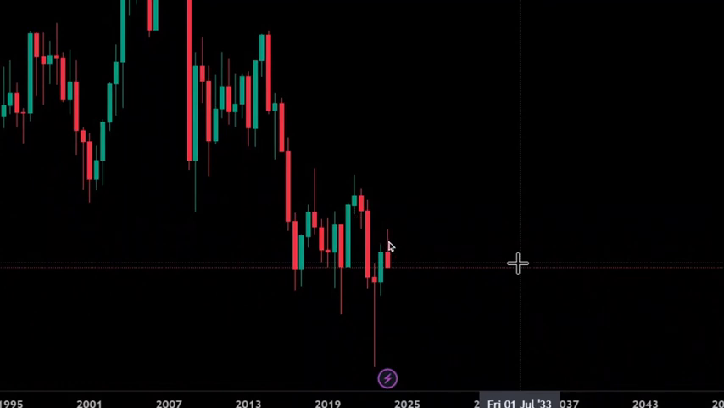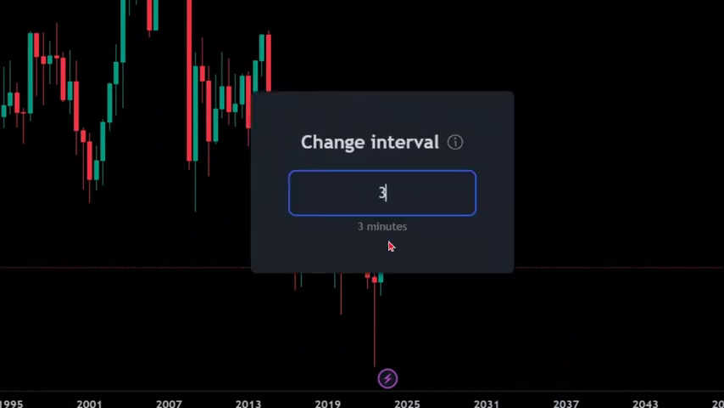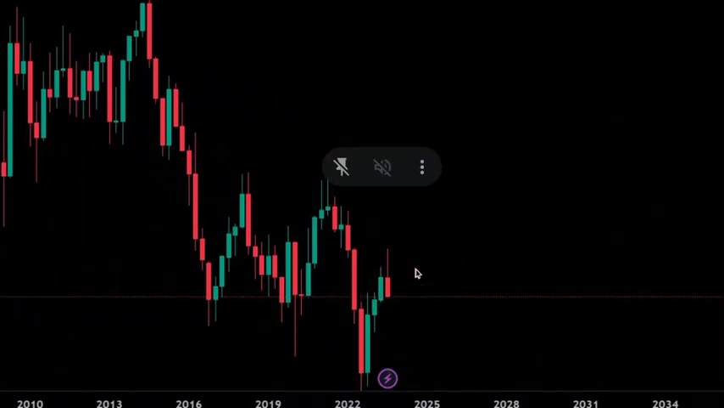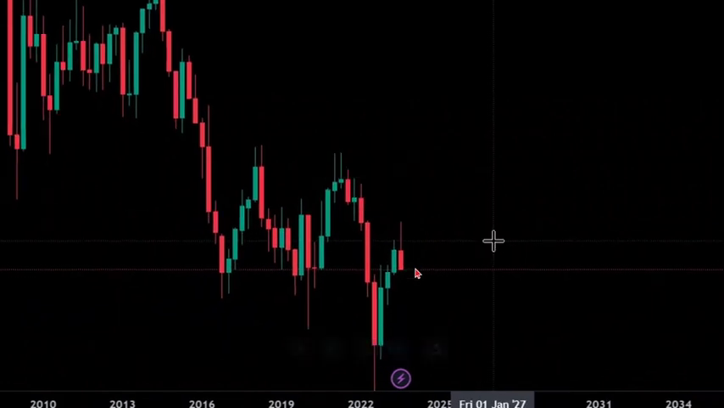Now go down to the next one. What are we on? 6 month? Yeah, go down to the 3 month again. Yeah, turn back on the annotations.